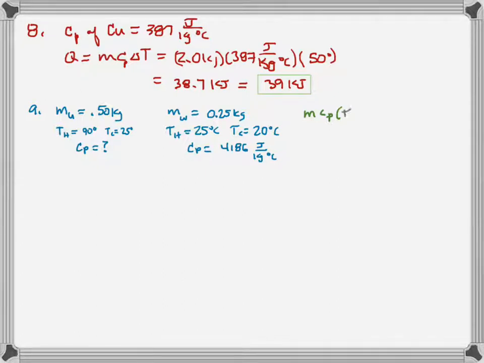So m C sub P times T hot minus T cold of the unknown metal is going to equal m C sub P of the water times its hot minus cold. So now we plug in the values, and we're going to solve for C sub P.